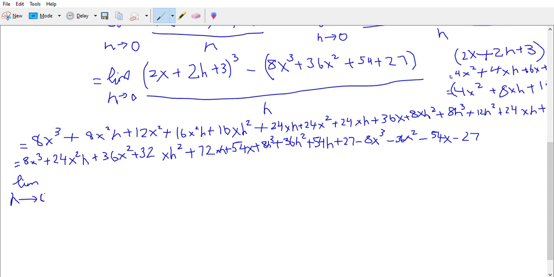So the limit as h approaches 0, we would have in the numerator 24x squared h plus 32x h squared plus 72x h plus 54.